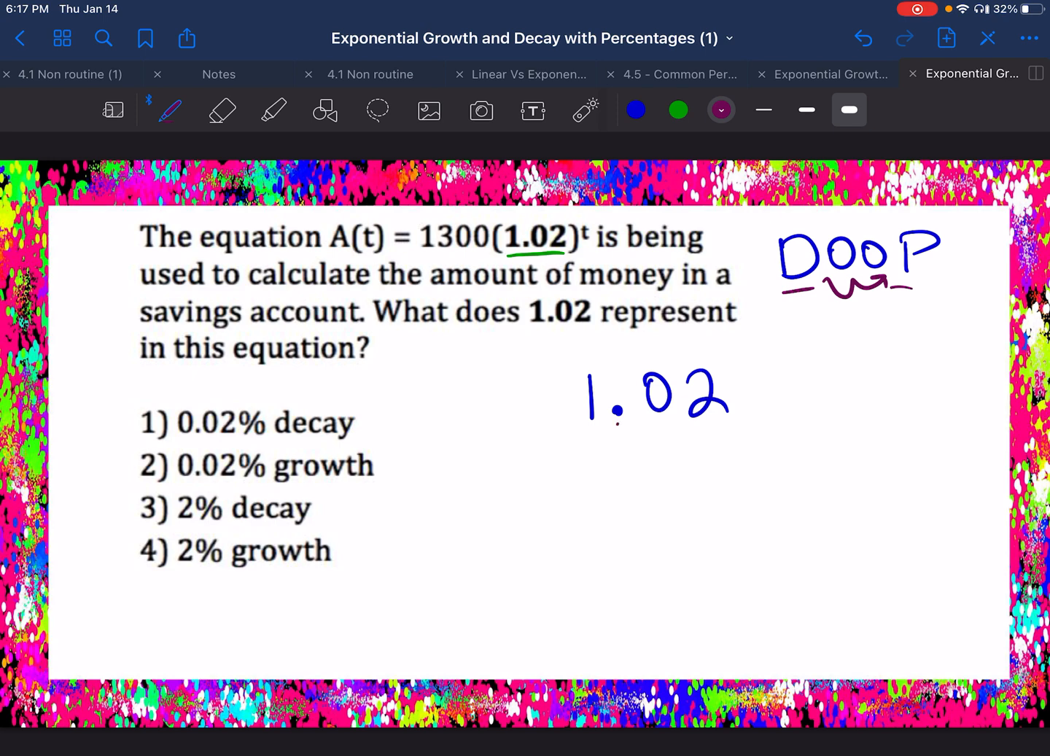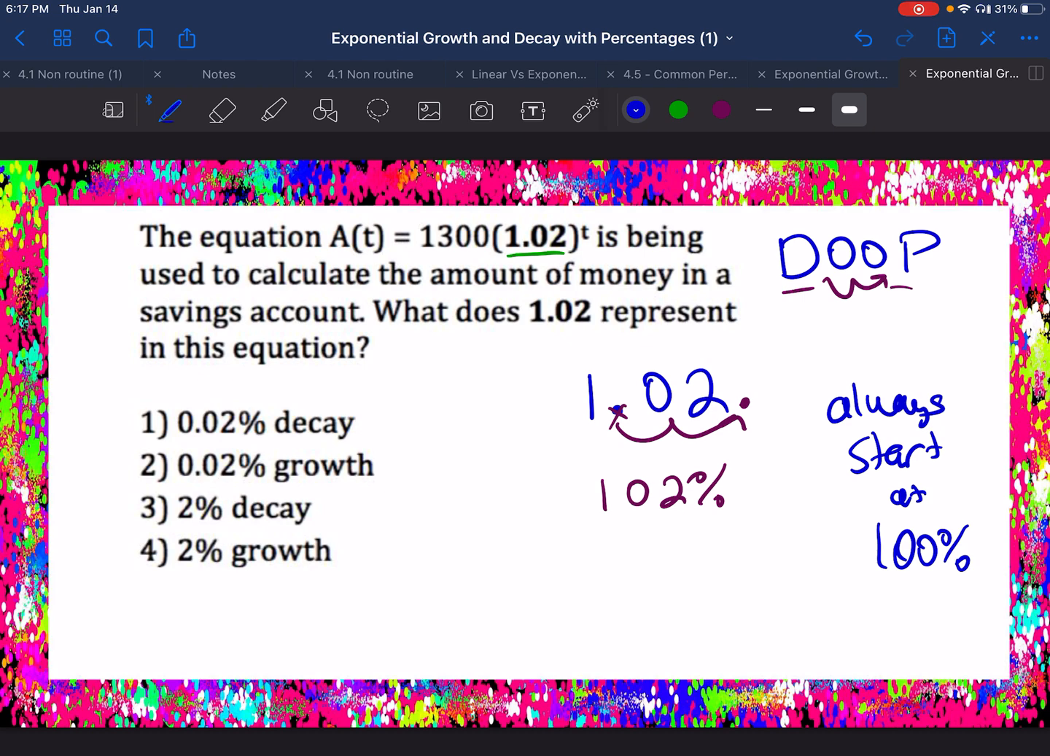Well, here's how you do that. 2 places to the right. There's your decimal point. Cross out your old one. And I have 102%. If they're asking you what happened to get to 102% decay or growth, here's what you do. You always start at 100%.